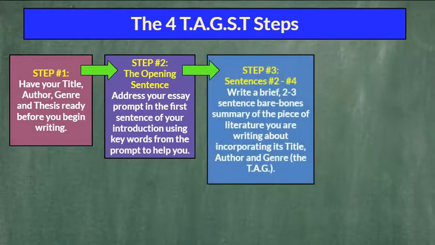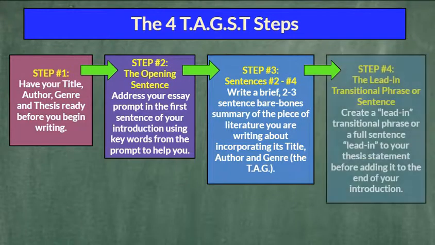Step number 3, sentences number 2 to number 4. Write a brief 2 to 3 sentence bare-bones summary of the piece of literature you are writing about, incorporating its title, author, and genre, the TAG. Finally, step number 4, where you create a lead-in transitional phrase or a full sentence lead-in to your thesis statement before adding it to the end of your introduction. Now that we are done with an overview of this 4-step process of creating an introduction, let's dive right in and go over each step in more depth.